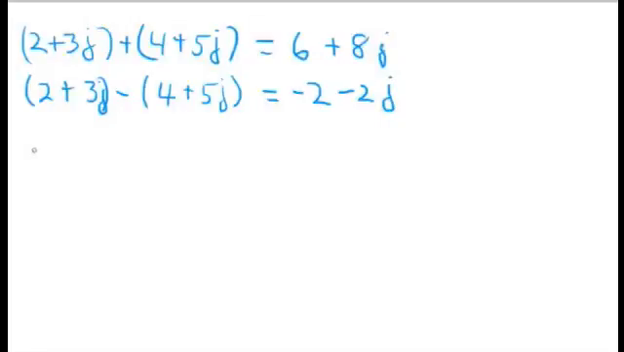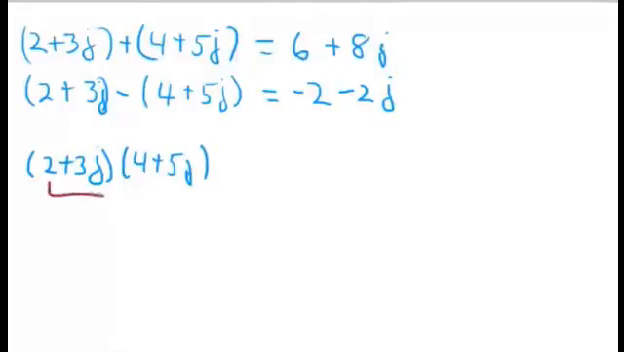Multiplication is a little more effort, but it's still easy. If I say take 2 plus 3j and I multiply it by 4 plus 5j, I have to use the distributive law. You might have used something called FOIL in high school. We'll do things in a slightly different order from FOIL.